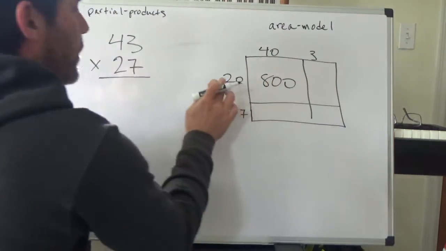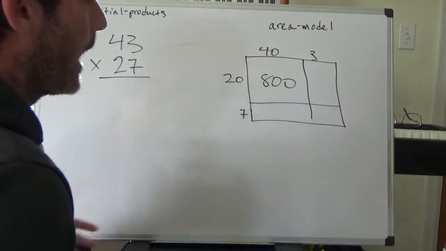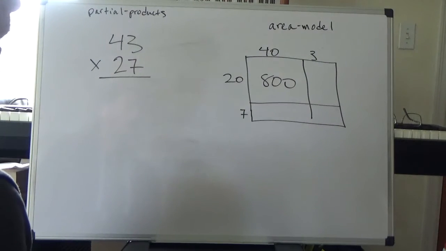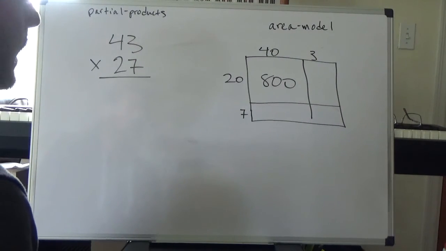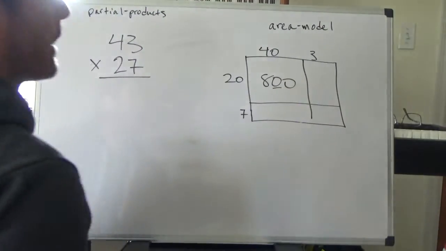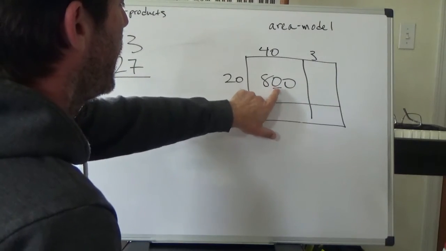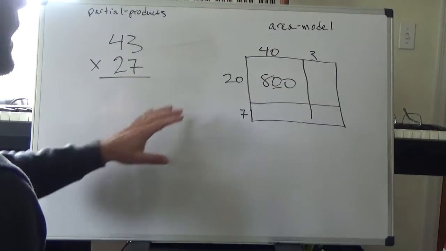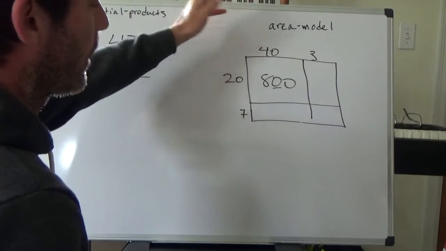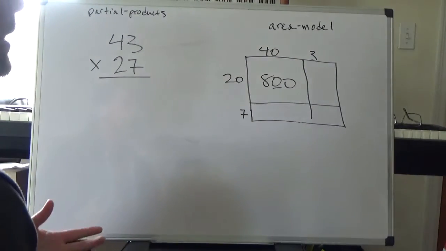And if I look here, what is 2 times 4? 2 tens times 4 tens is 8 tens. 80 tens, because 10 times 10 is 100. 80 tens, which is 800. Again, if 10 times 40 is 400, then 20 times 40 is twice that, which is 800.